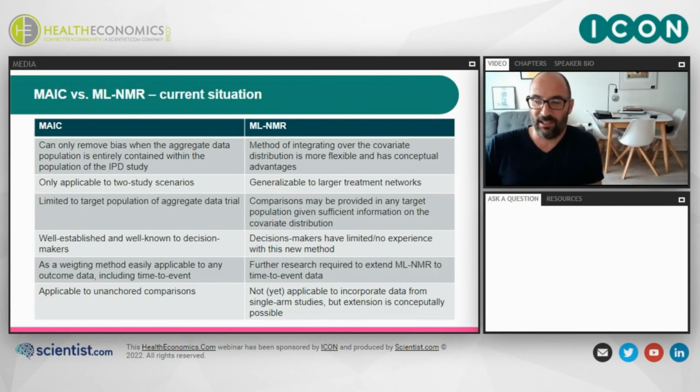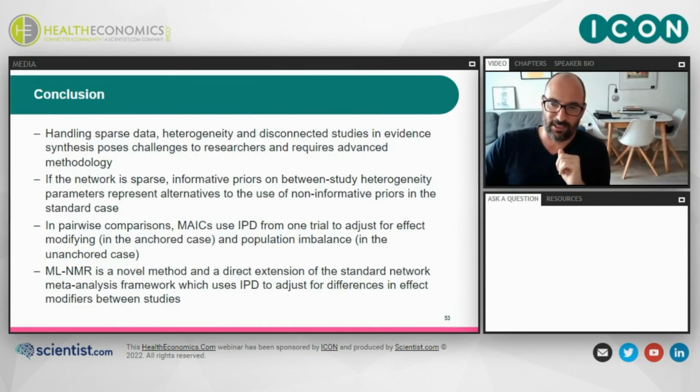So I'd just like to finish by explicitly making a direct comparison between the MAIC and the ML-NMR. So the MAIC can introduce bias in some cases. It's only applicable for two studies, and it's limited in terms of the target population, whereas the ML-NMR is much more generalizable. In contrast, the MAIC is much more well established. It can handle unanchored networks, and it's been used in survival analysis.